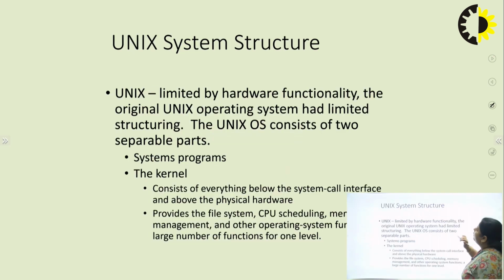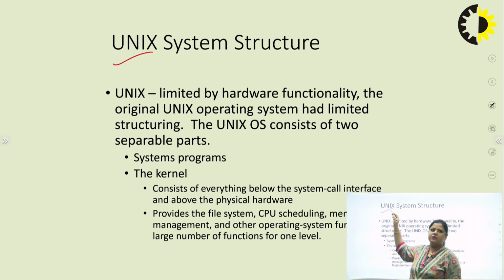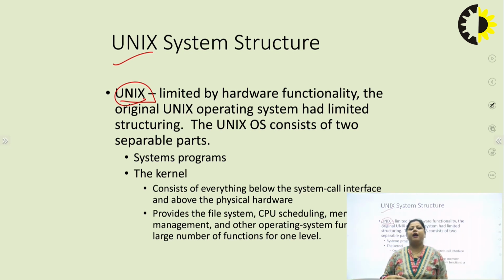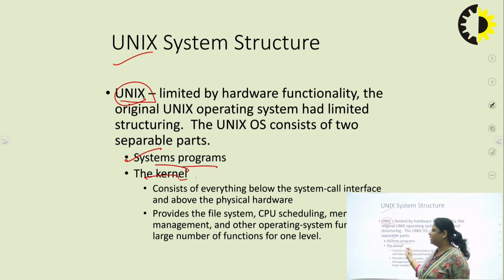Now, second example, this is Unix system structure. What is Unix system structure? As we all know, Unix is the basic unit of operating system limited by hardware functionality. The original Unix operating system had limited structure. So, the Unix operating system consists of two separable parts, that is system programs and the kernel.